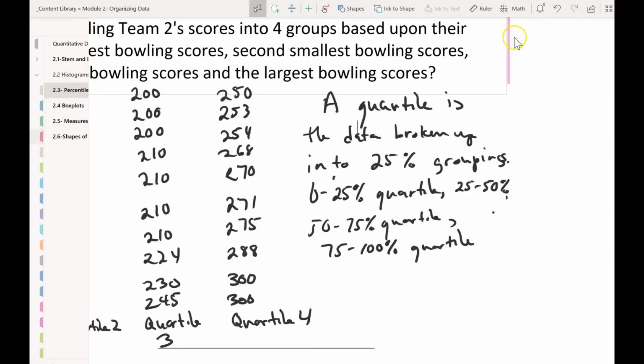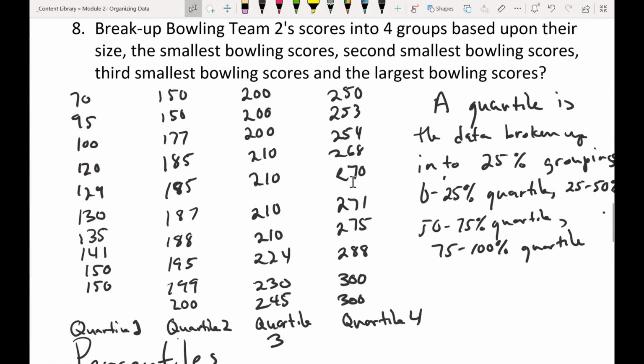So now what we're going to do is take a look at how we find these things called Q1, the median, and Q3, to generate our 5-number summary. We're going to utilize this data from bowling team 2 broken up into its quartiles. We're going to use the top and bottom values of the quartiles to find Q1, the median, and Q3.